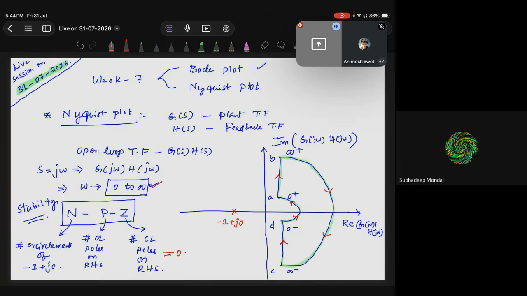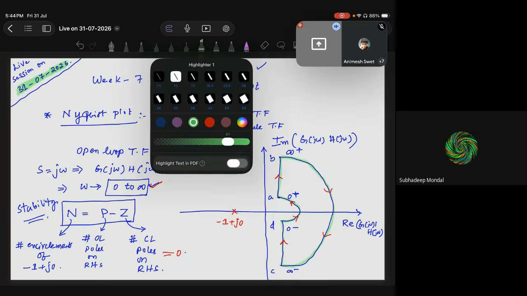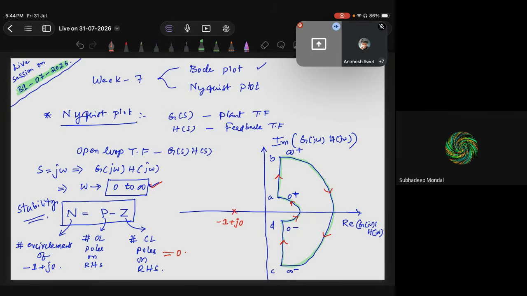Are there any queries? Basically what we do is, let me roughly explain it so that you'll understand it better. So you have the plant transfer function, you have the feedback transfer function. Both put together, we call that the open loop transfer function. From that open loop transfer function we will find the poles. How many poles are on the right hand side of the S plane? Is this clear? Okay.